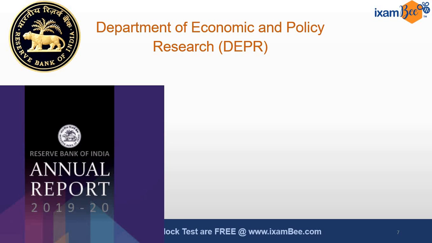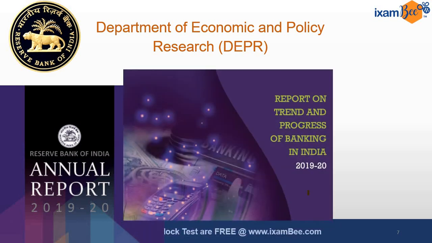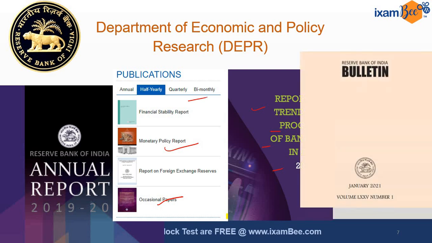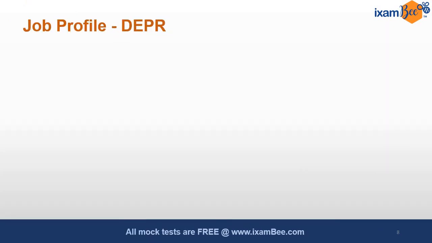Department also publishes reports like RBI annual report, report on trends and progress on banking in India, monetary policy reports, occasional papers. There are several publications like RBI Bulletin to give the direction for central bank policies and also to help other organizations. A lot of data is available on RBI website, which is compiled by the officers of DEPR and also DSIM.